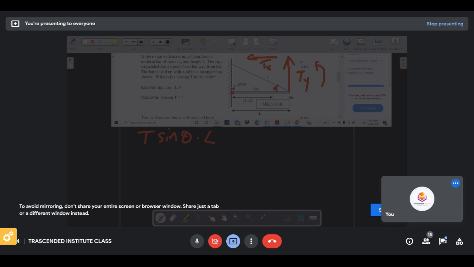Then let's talk about the sign itself acting at this point. We're told the mass is mf. So is it acting in the clockwise or anti-clockwise direction?